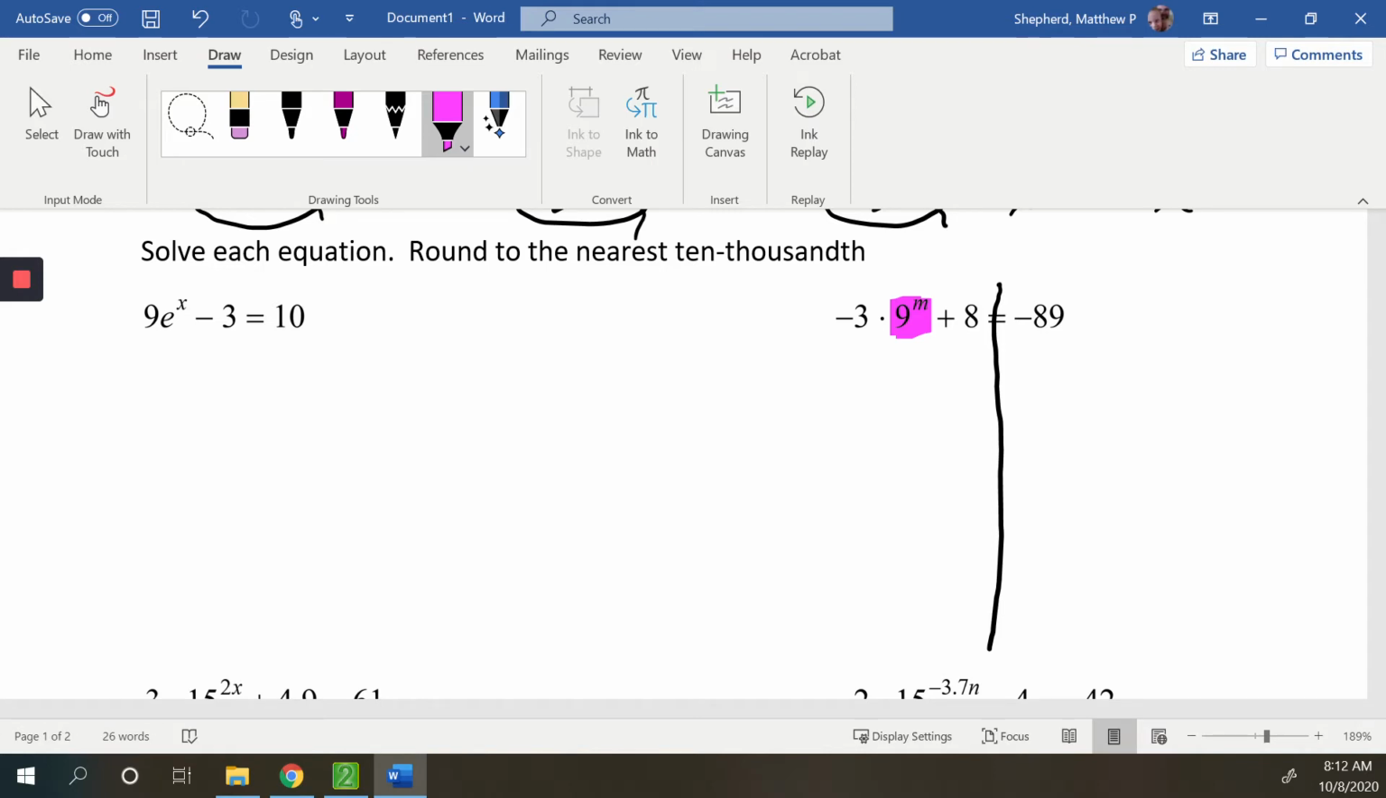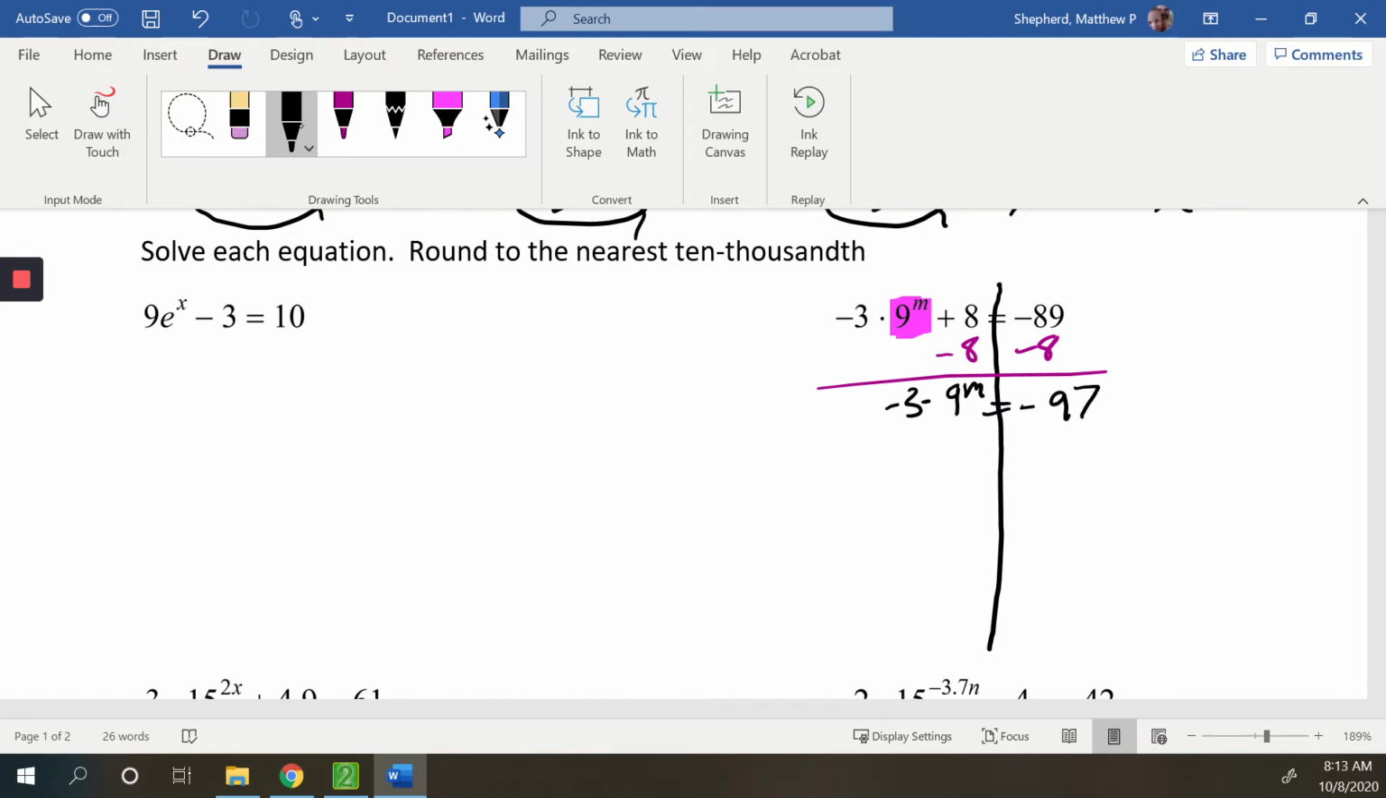it's inside that exponential statement. M is inside the exponent. Before I can get to M, let's get rid of the other numbers that are there. So we see a plus 8, that's minus 8. And then we'll get negative 97.